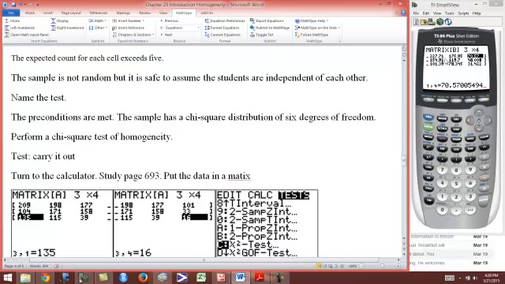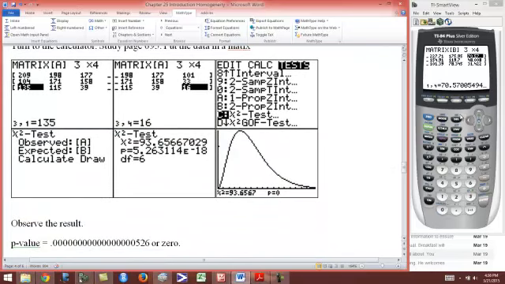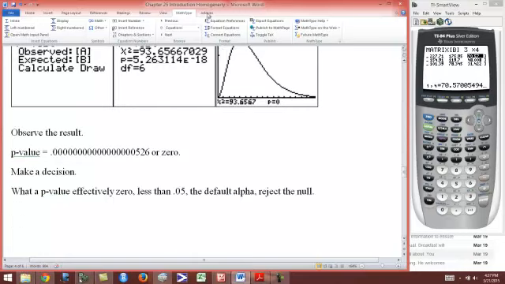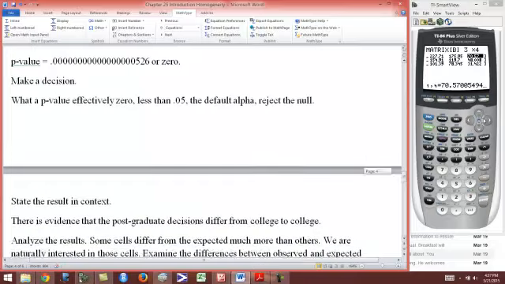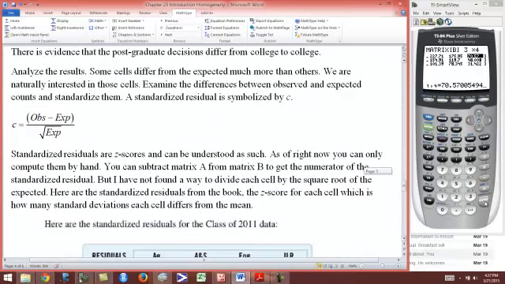Test carried out. There's nothing for you to show really, except you have to write down these results, which I have here. The calculator will draw a picture for you, and on the right it will show the shaded area where the p-value is. Of course, the p-value is 0, so there's nothing shaded. With this huge chi-square statistic, the p-value is quite small. And here's the p-value. Just for fun, I typed it out. Make a decision. With the p-value effectively 0, less than 0.05, the default alpha, reject the null. State the result in context. There is evidence that the postgraduate decisions differ from college to college.